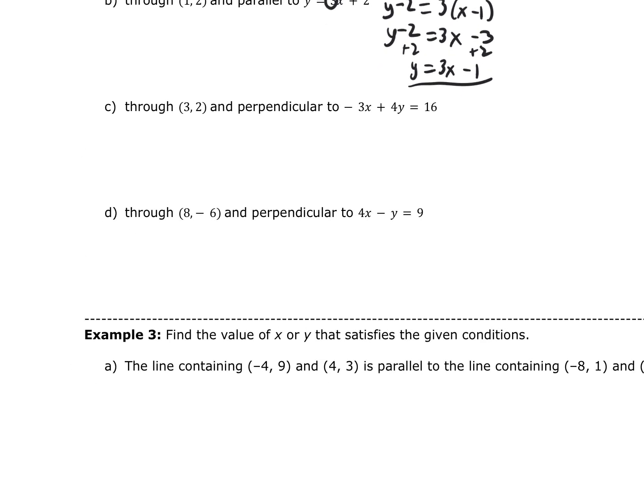Alright, line that goes through 3, 2 and is perpendicular to negative 3x plus 4y equals 16. Well, for something to be perpendicular, it has to have an opposite reciprocal slope. And for us to be able to figure out what the slope of the original line was, we have to get y by itself in slope-intercept form. So we've got some algebra to do just to get it to where we can figure out the slope. So we need to add 3x to both sides.